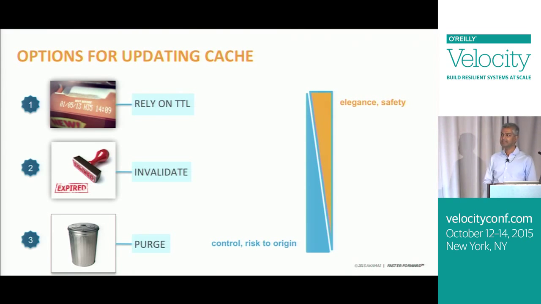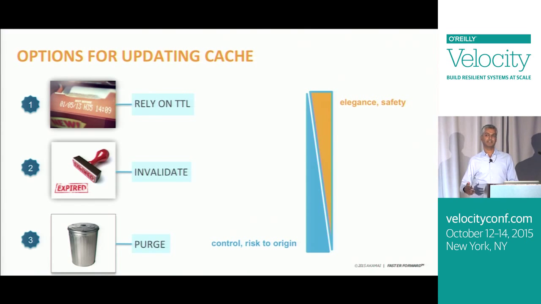There are three options for updating a cache. The first option is the best option by default, right? Relying on a time to live is really the most graceful way to populate a CDN cache and to revalidate it on an ongoing basis. Think about the example where you had a 10-minute TTL for your resource. Let's say you have 100 edge servers.